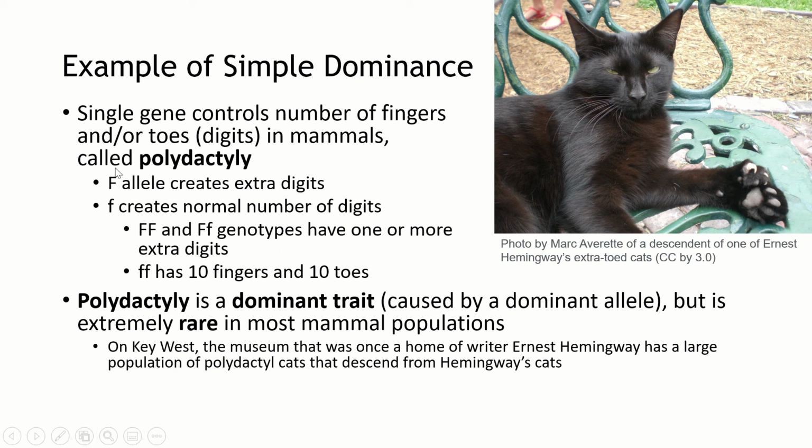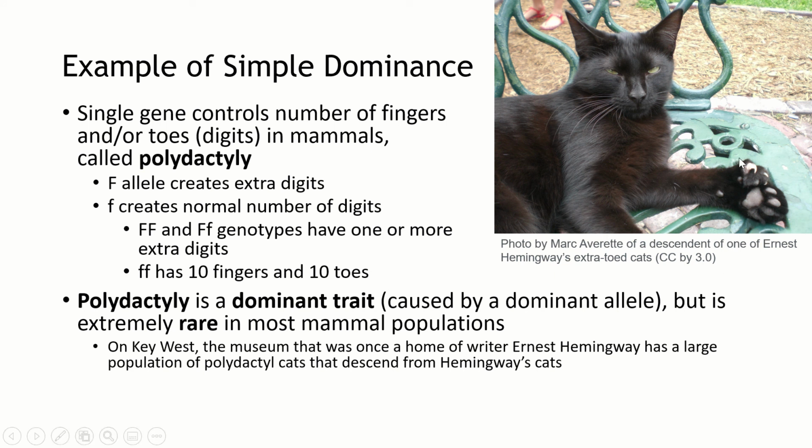So the dominant allele, which we're going to use a capital F for, creates the extra digits. The lowercase or the recessive allele creates the normal number of digits. So everybody who has 10 fingers and toes, who was born with 10 fingers and toes, is homozygous recessive. Okay, that's the most common genotype. This phenotype is rare in most mammalian populations. So I wanted to bring this up just to show an example of simple dominance of a dominant trait, or a dominant allele that's uncommon.